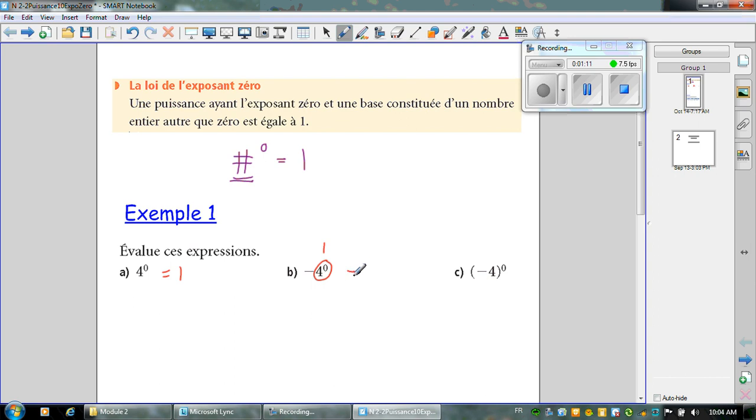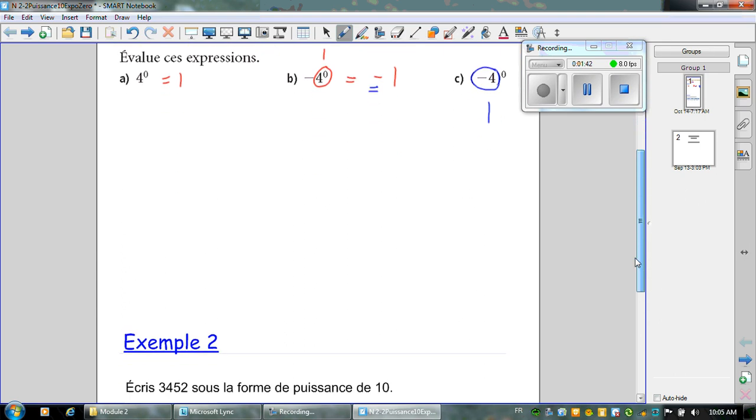So that means your answer is going to be, you're still going to have your negative, because the negative is not part of the base. Negative 1. And here, this is your base. The negative is part of your base. Meaning that all this, exponent 0, is 1. So that's tricky. The negative wasn't part of the base here. So that means the negative will remain. It is not repeated.